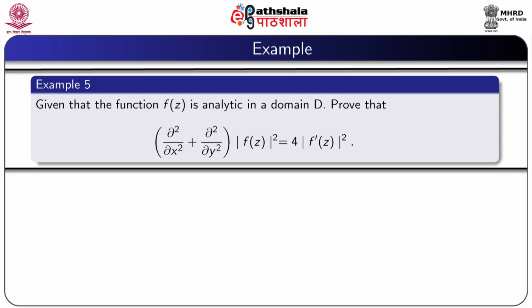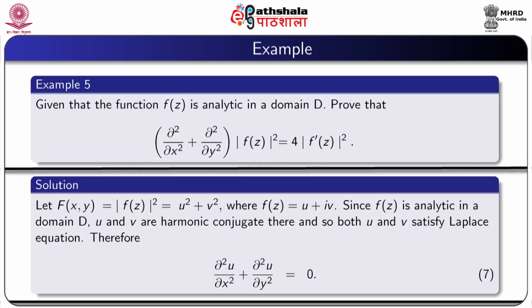So, another example: given that the function f(z) is analytic in a domain D, we have to prove that (∂²/∂x² + ∂²/∂y²)|f(z)|² is equal to 4|f'(z)|². So, we assume that capital F is equal to |f(z)|², that is equal to u² + v², where f(z) is u + iv.